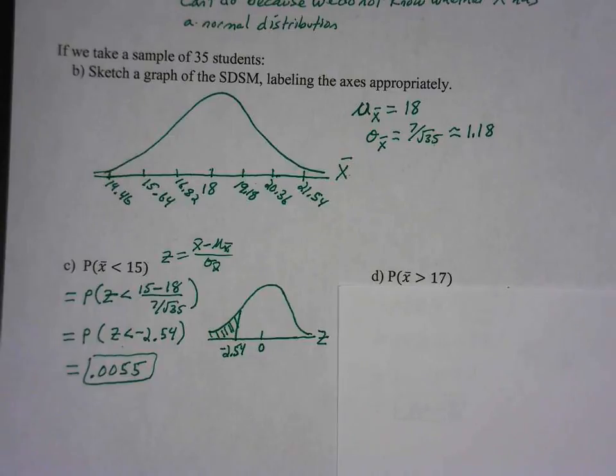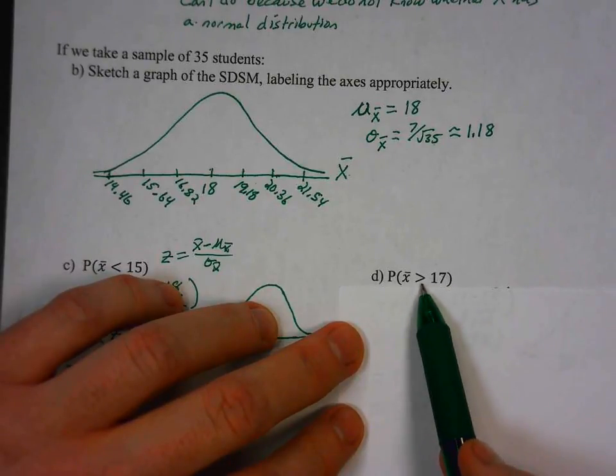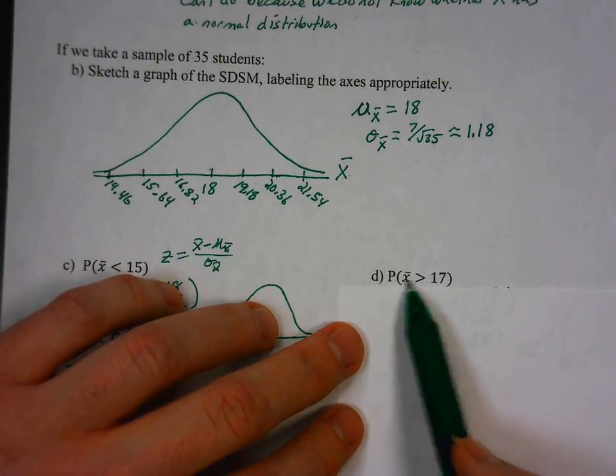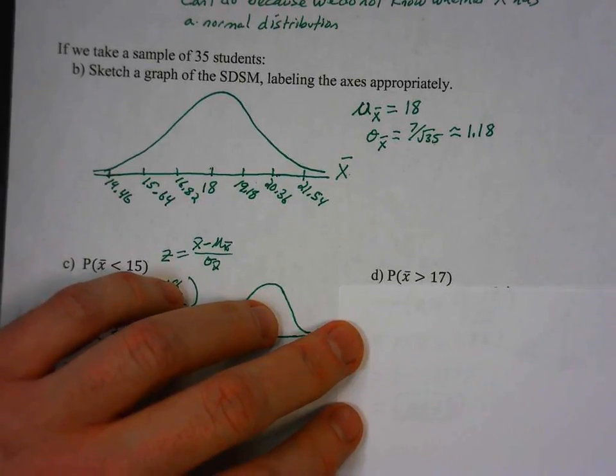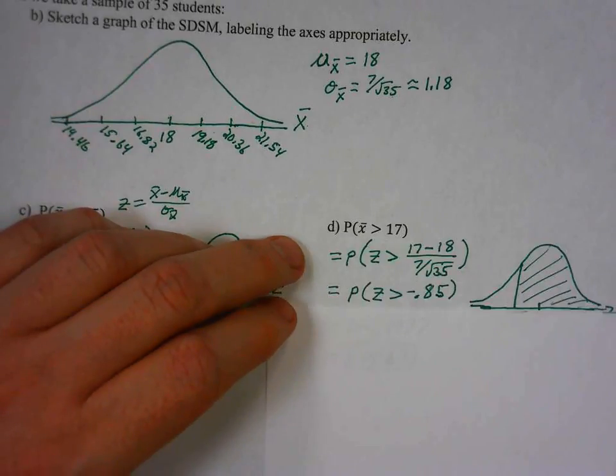Part D, x bar greater than 17. So to find that probability, same idea. You're going to draw a diagram and shade it. Okay, greater than, we're shading to the right. Turn x bar into a z-score. And again, if you need to pause the video, go ahead. I'm going to show you the answer though.